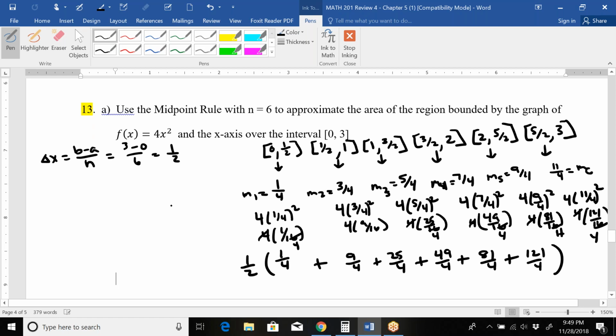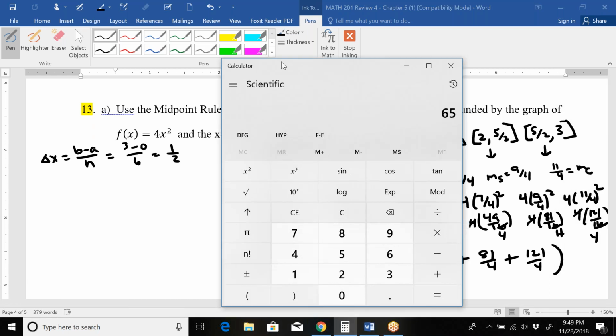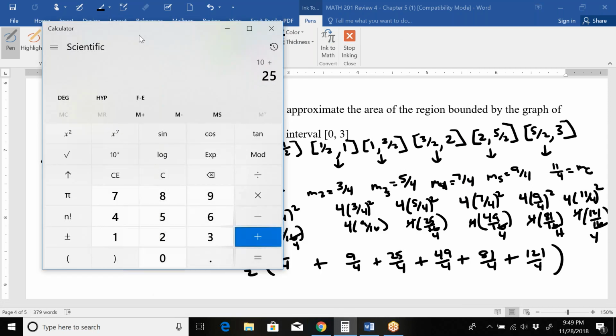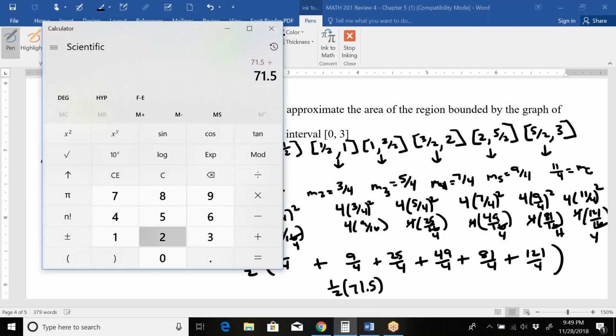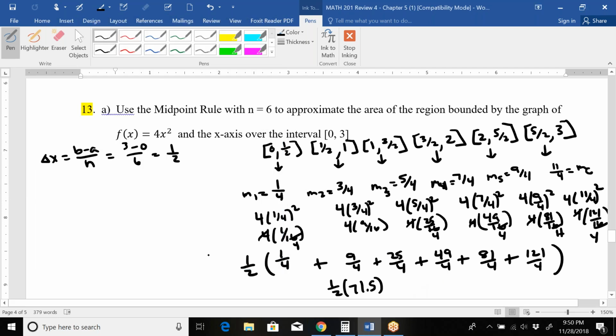And then remember, we times all of that by the delta x. So we need to add all those together. So that's 1 plus 9, so that's 10, plus 25, plus 49, plus 81, plus 121. That equals 286. Let's see if that's divisible by 4. It's not equally, but it's fine. So this is 1/2 of 71.5. And if we half that, we're going to get 35.75. So that is the approximation using the midpoint rule.